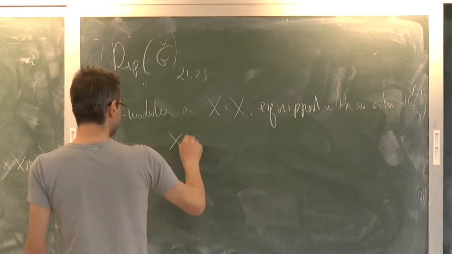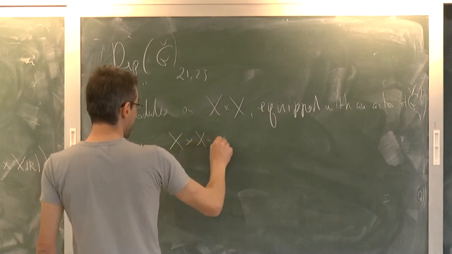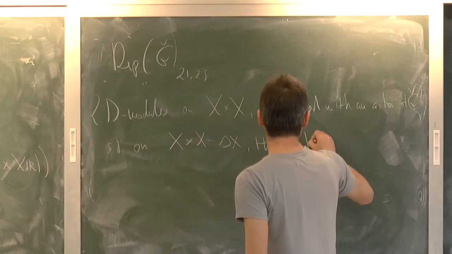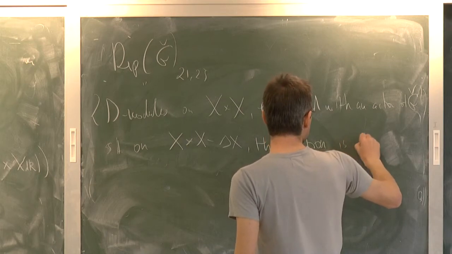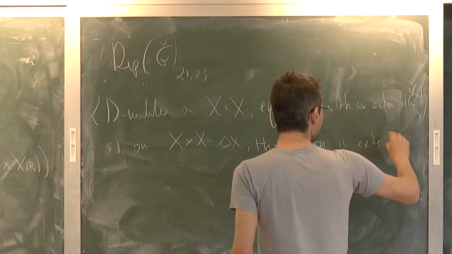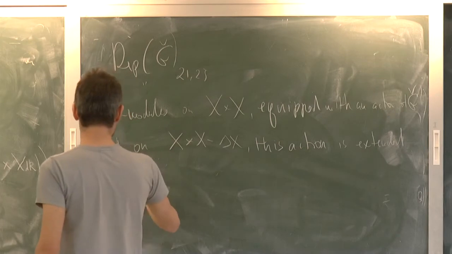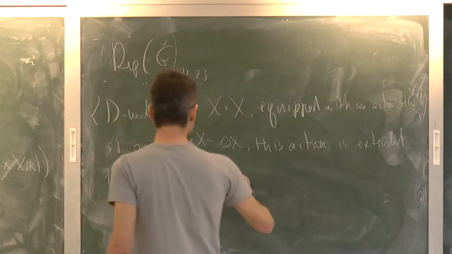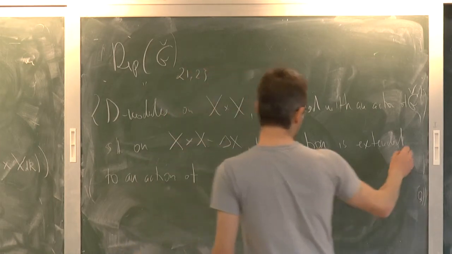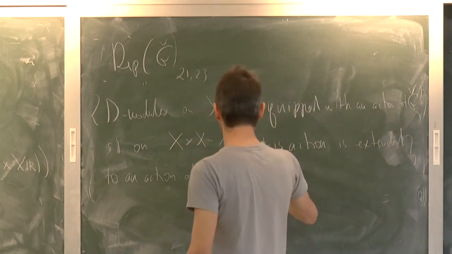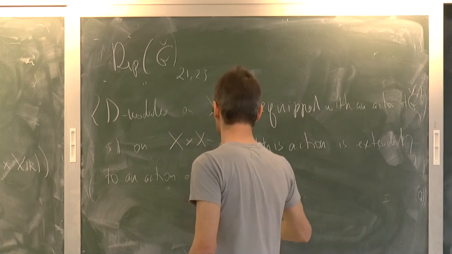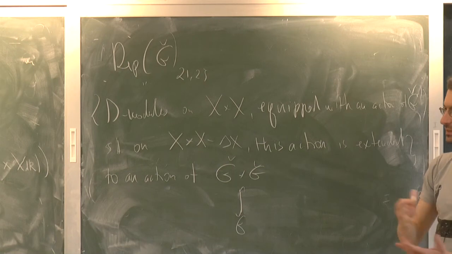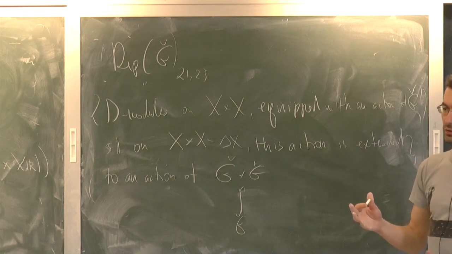on x times x without the diagonal, this action is extended to an action of G check times G check, extended by means of the diagonal map. And this is what you do for an arbitrary power. If you have n distinct points, you have n copies of the group acting.